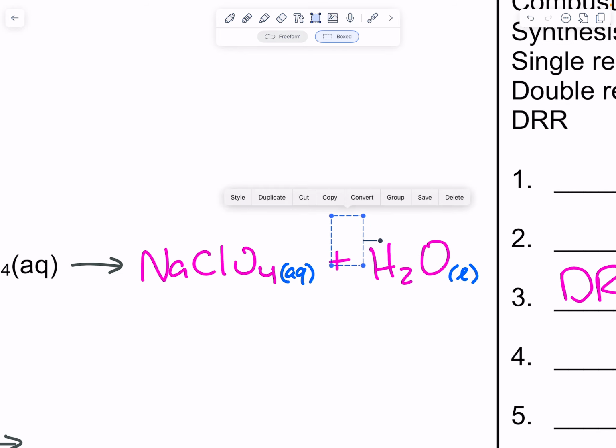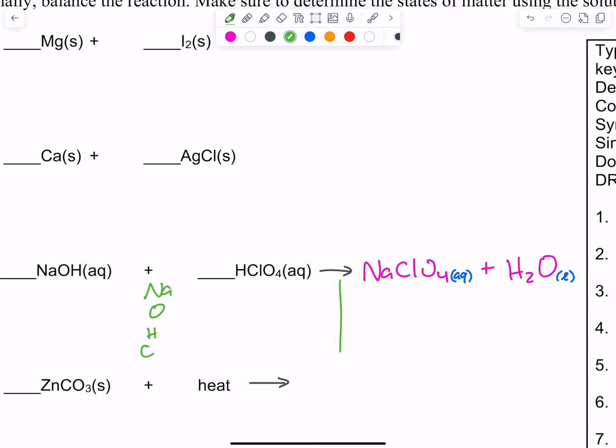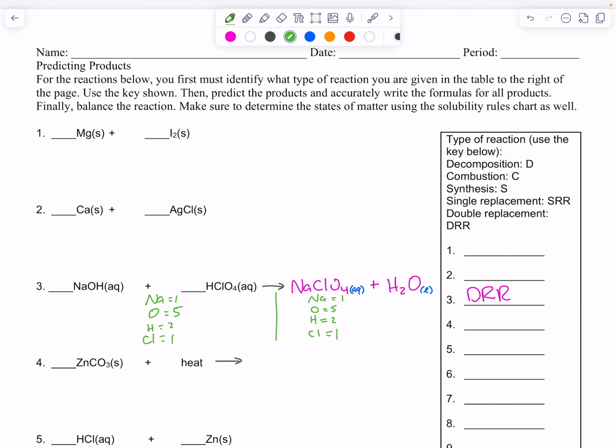Okay? Next, I have to balance everything. So let's count everything up. NaOH, Cl. That's it. Na is 1, O 1, H 1, Cl 1. Na 1, O 1, H 1, Cl 1. So this reaction is actually balanced. That's it. You're done. Don't put ones in front. Don't do anything else. You're finished. All work needs to be shown for the balancing part, by the way. All work needs to be shown. Thank you.